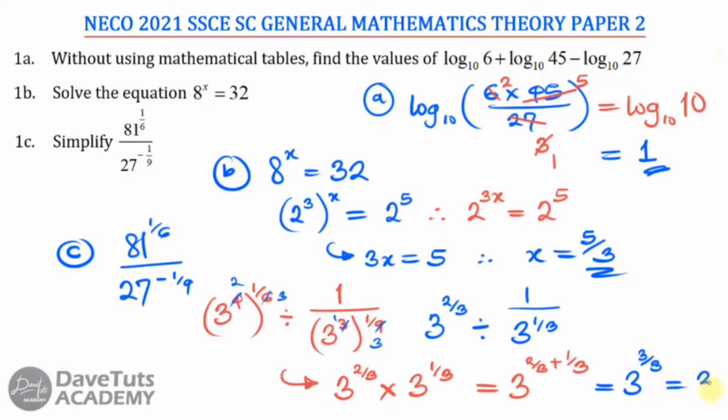So we have it as 3 raised to power 1. And 3 raised to power 1 is actually 3. So the solution here is 3. And with that, our question here in these indices and logarithm had been done and dusted. And we got our answers as 1, 5/3, and 3.